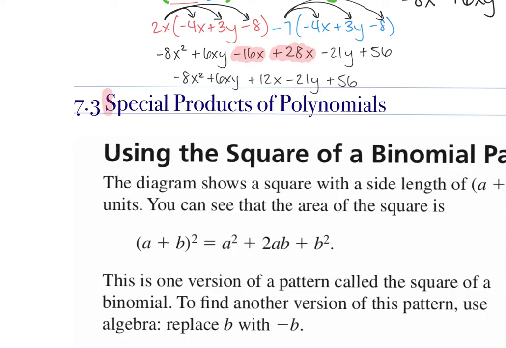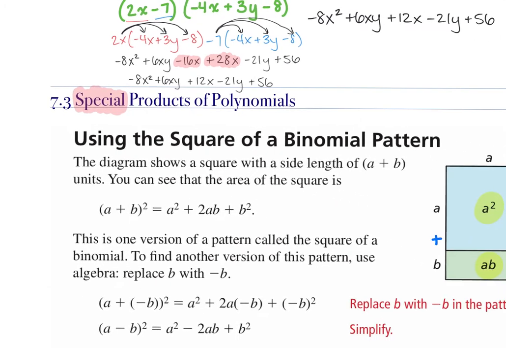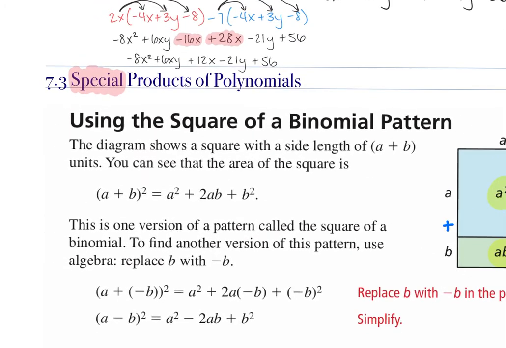Special, okay? These are special products of polynomials, okay? The first one that we're going to learn about is when we square a binomial. So highlight a plus b squared. So we're going to have a binomial, in other words, 2 terms, and then we're going to square it.